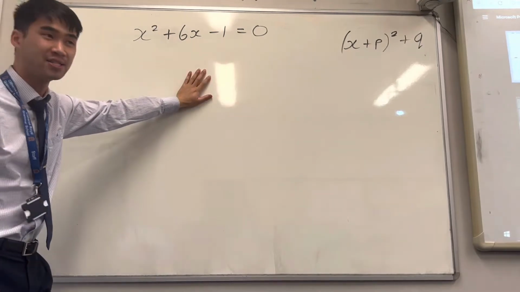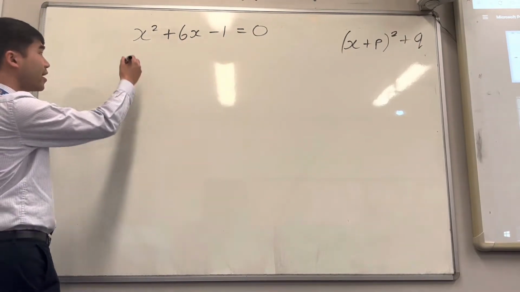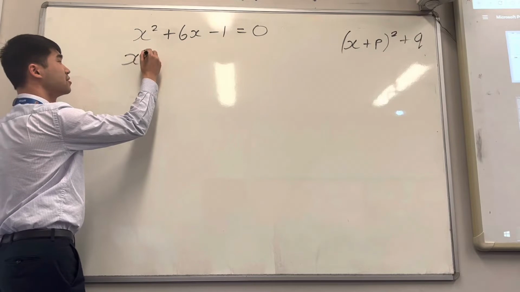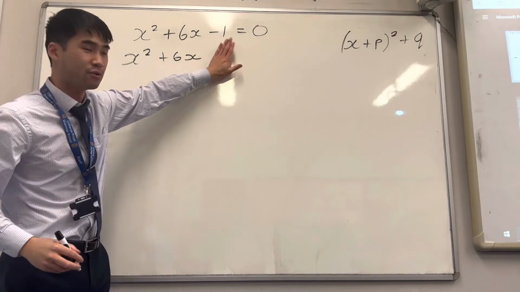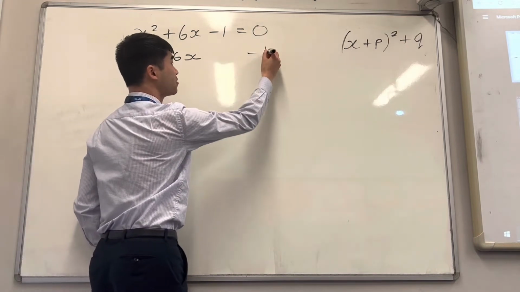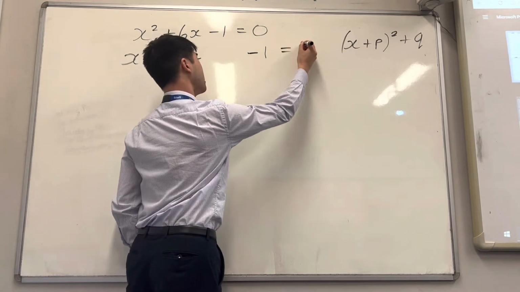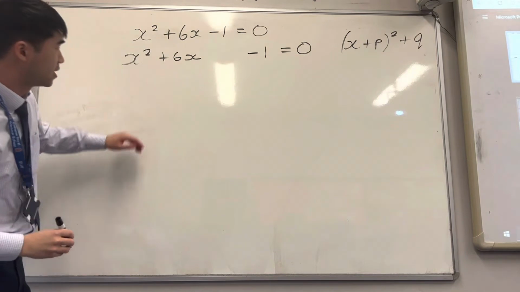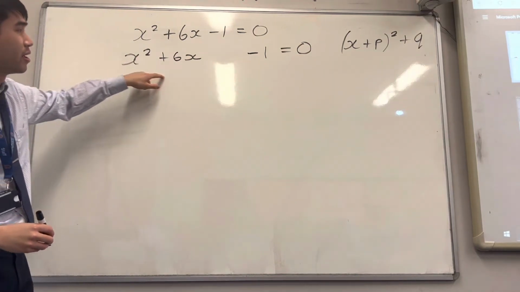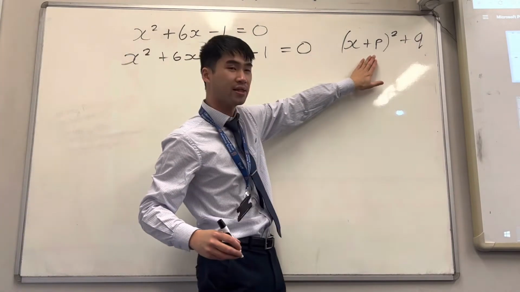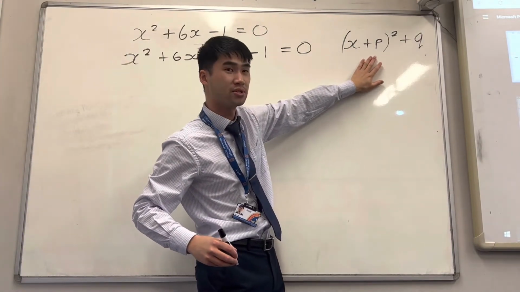So what I'm going to do first, and do this with me, is rewrite this whole thing here, x squared plus 6x. I'm going to move this minus 1 out of the way, over here, and it's still equal to 0. Okay? Now, this x squared plus 6x, I need to make somehow into this form. Make it look like this: x plus p squared.